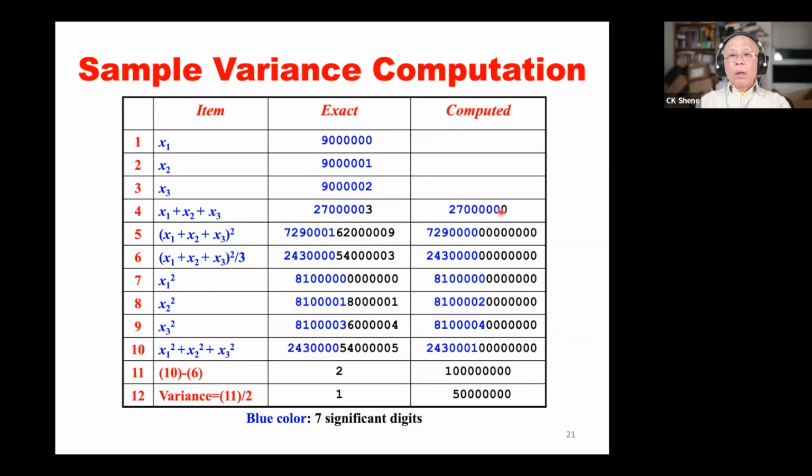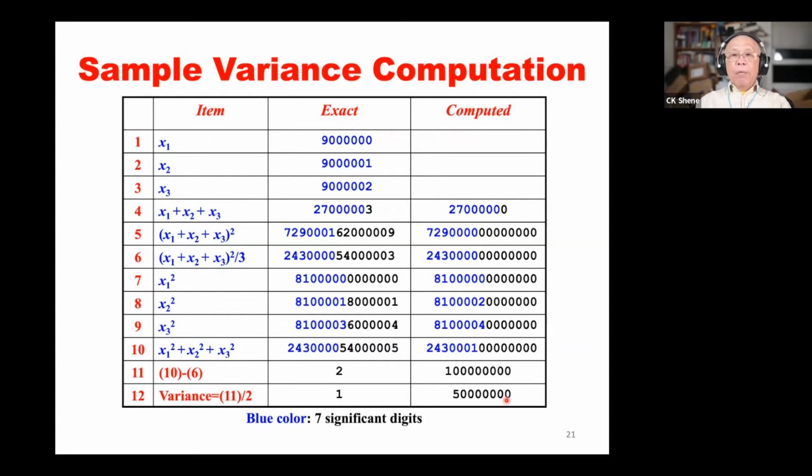So let's assume that we do the same algorithm using 7 significant digits. So we add them together, we have this value. But in computer, we can store only 7 digits. So the 3 is gone. Now we square them. We square this value, we have this. So we still have 7 digits. And divide by 3, we still have 7 digits. Look at here. These not so significant digits are all gone. And then when we do 10 minus 6, we have this. And the variance is this large. Don't have it.